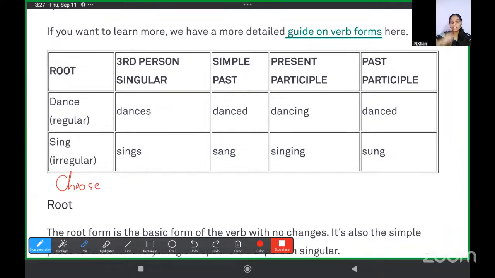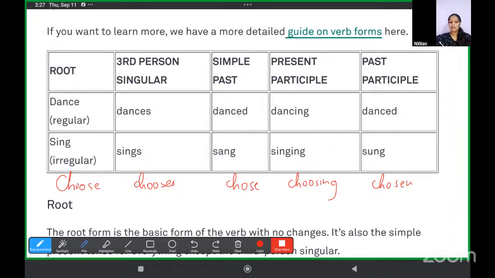Choose. What is third person singular? Chooses. What is simple past? Chose. Very good. What is present participle? Choosing. Yes. What is past participle? Choose. No. Chosen. Okay, past participle is chosen.